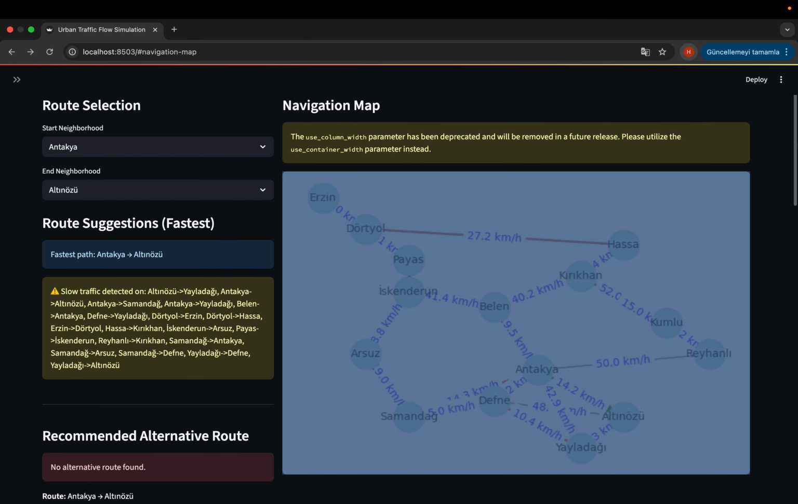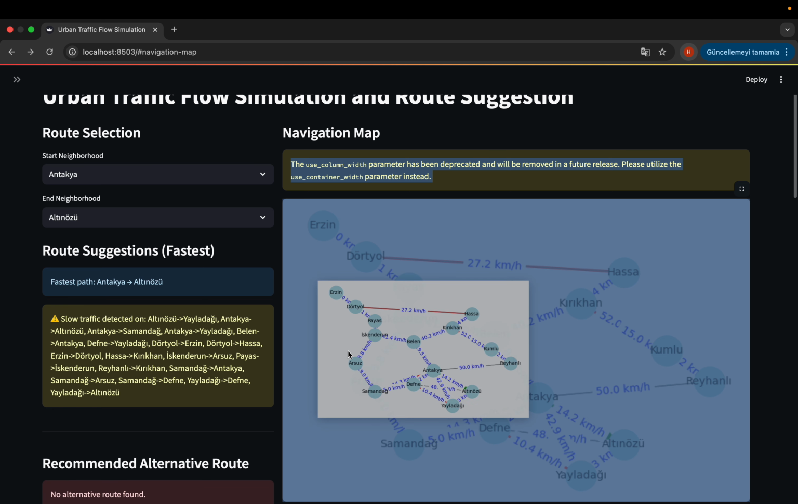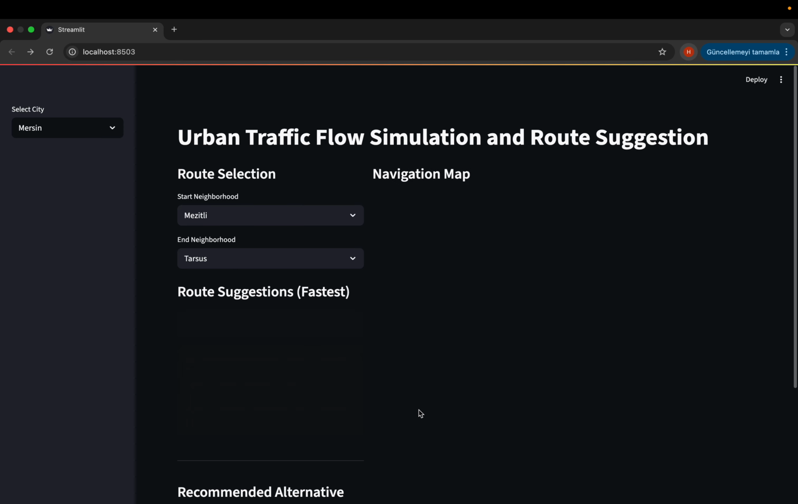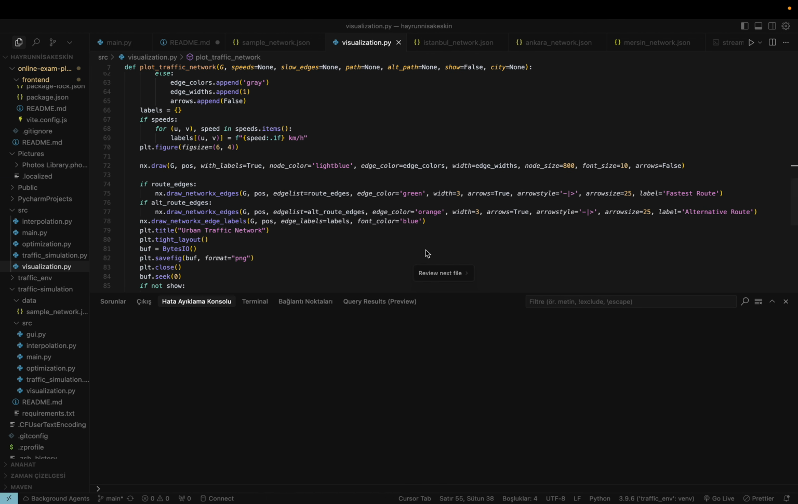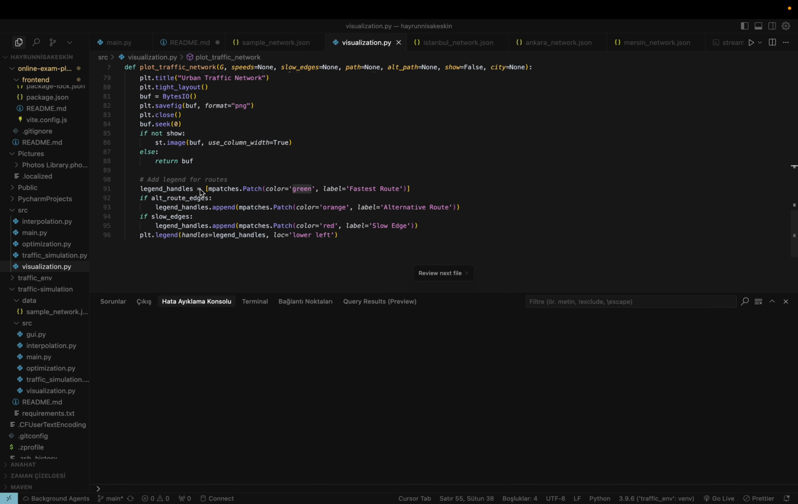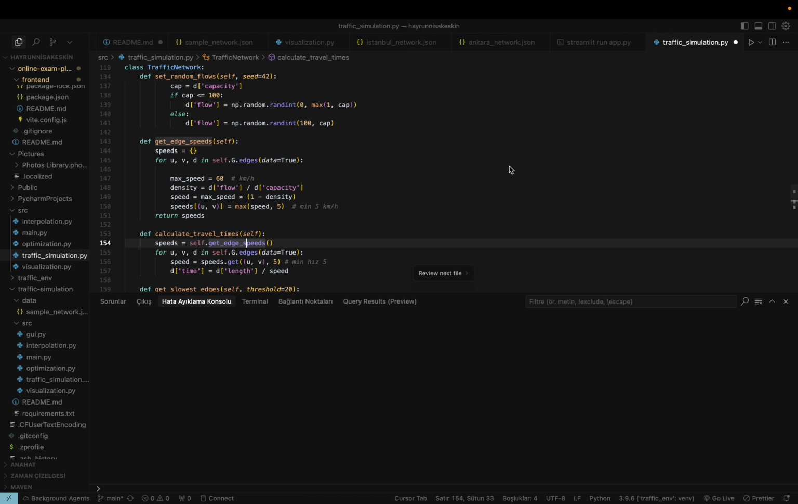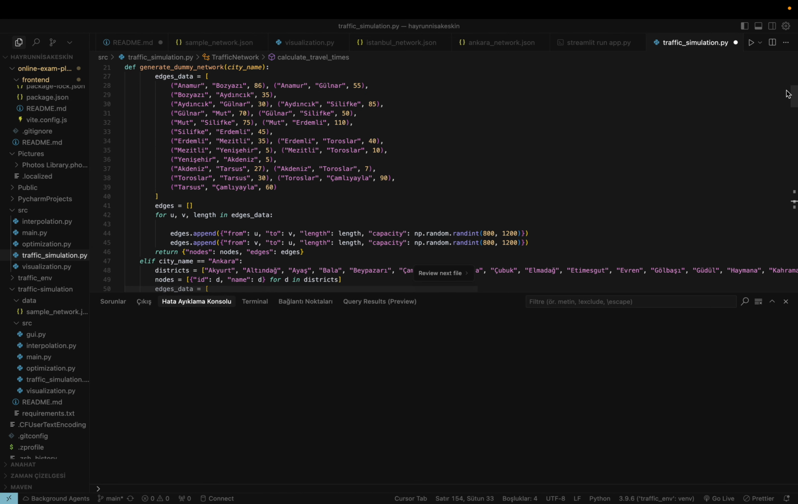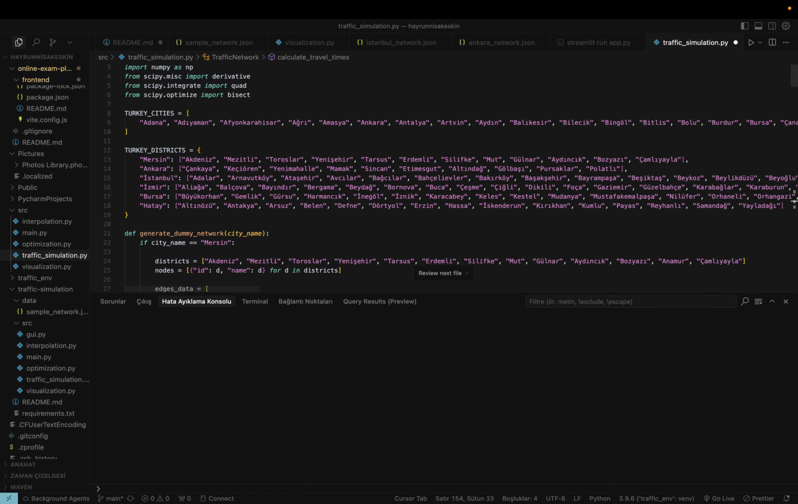This is in the navigation map, and this edge is the from code. Sorry. And the legend, as you can see, the legend handles orange, red, green. Yes, that's all. And the traffic network, and again these discrete ones.